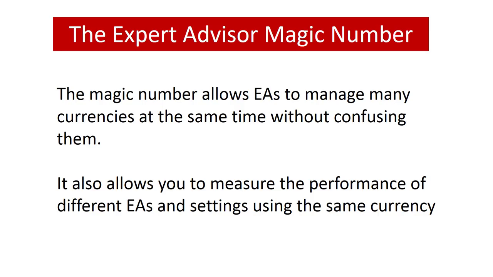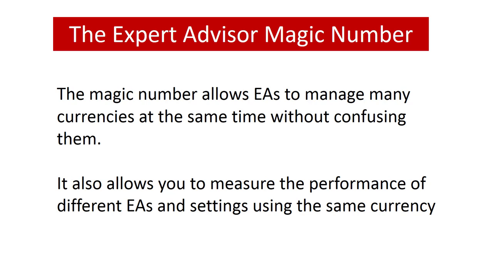Before I show you how to do that, you need to understand the role of the expert advisor magic number. Now, we all see the magic number on our EAs, and I'm sure a lot of people don't know what it stands for, and others do but don't use it. So here goes. The magic number allows EAs to manage many currencies at the same time without getting confused. Now, why is this important?